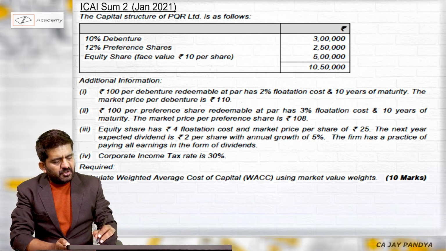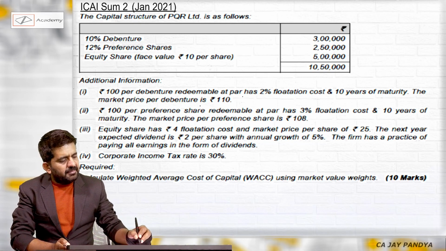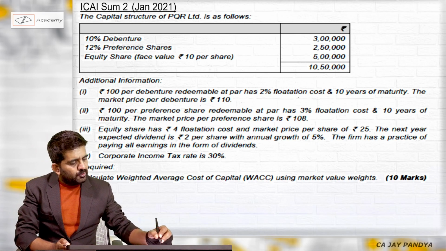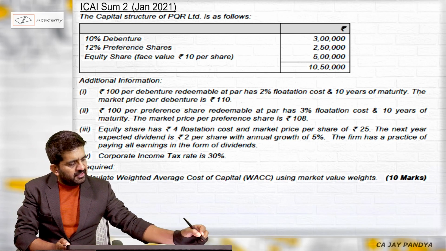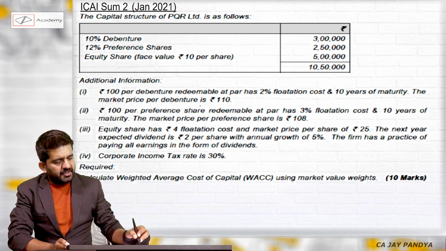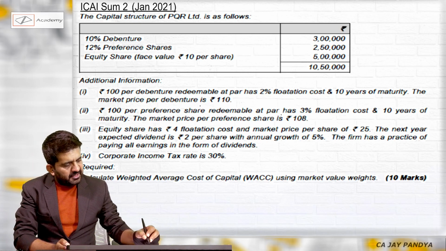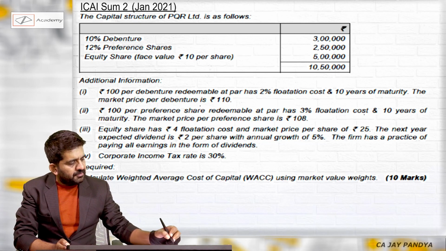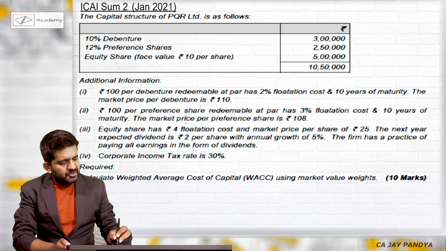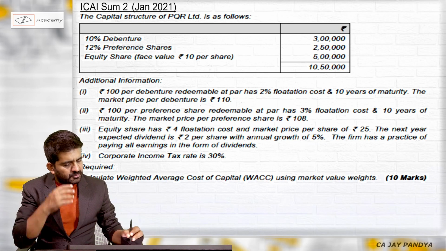Additional information: rupees 100 per debenture redeemable at par has a 2% flotation cost and 10 years of maturity. The market price per debenture is 110. Rupees 100 per preference share redeemable at par has 3% flotation cost and 10 years of maturity. The market price per preference share is 108.